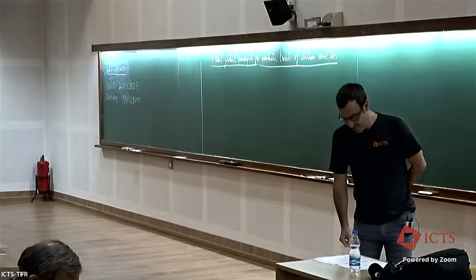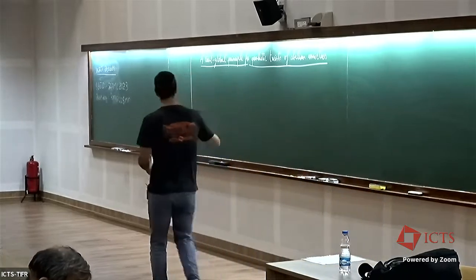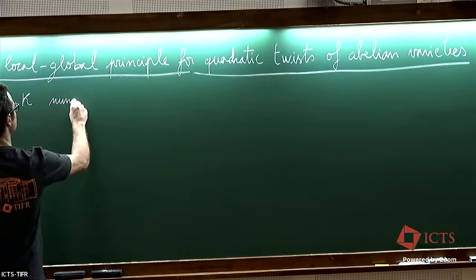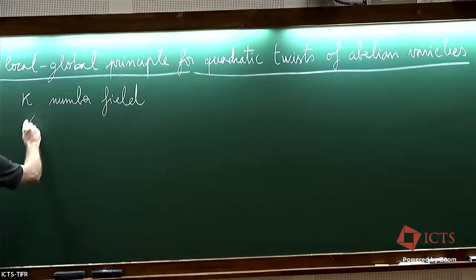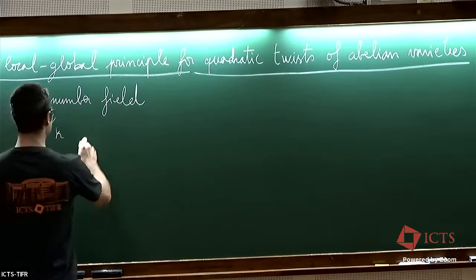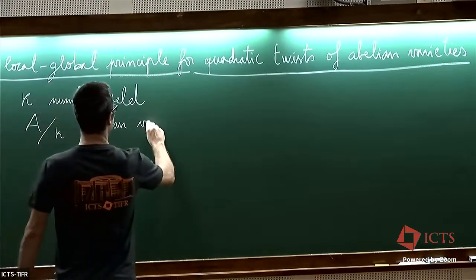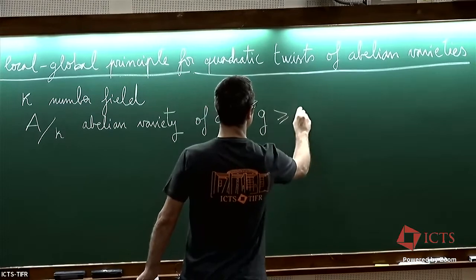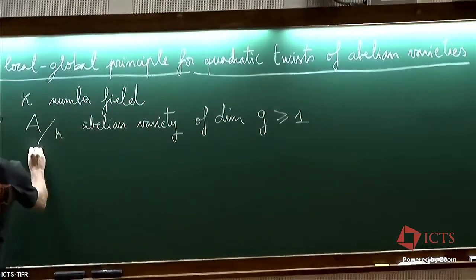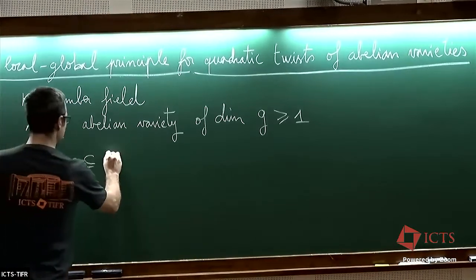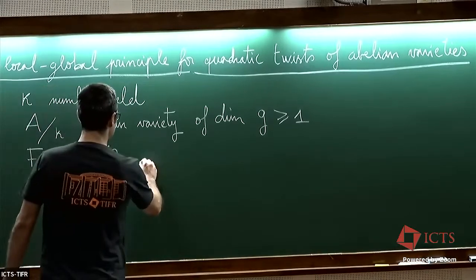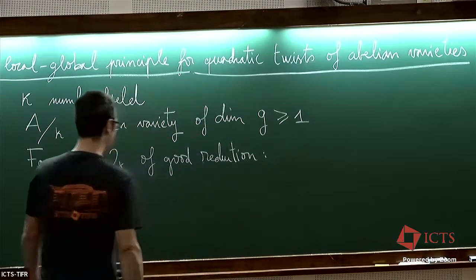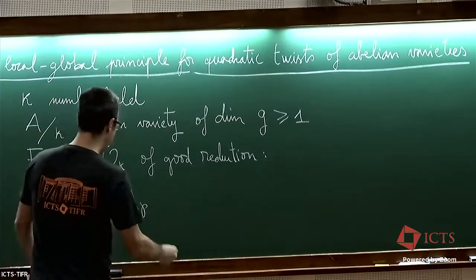And well, let me start my talk by presenting the main characters, and then I'll explain the problem that I will consider. So throughout the talk, K will be a number field. And A will denote an abelian variety defined over this number field, of dimension at least 1, which I will call g. And for a prime P in the ring of integers of K, of good reduction for A, I will denote by A sub P the reduction of A modulo this prime.